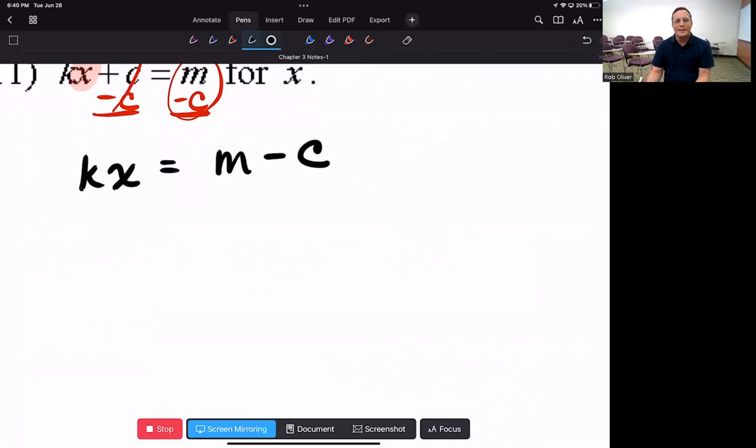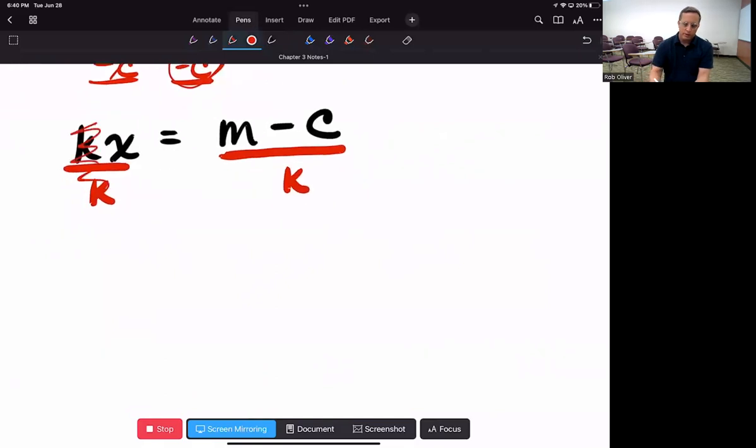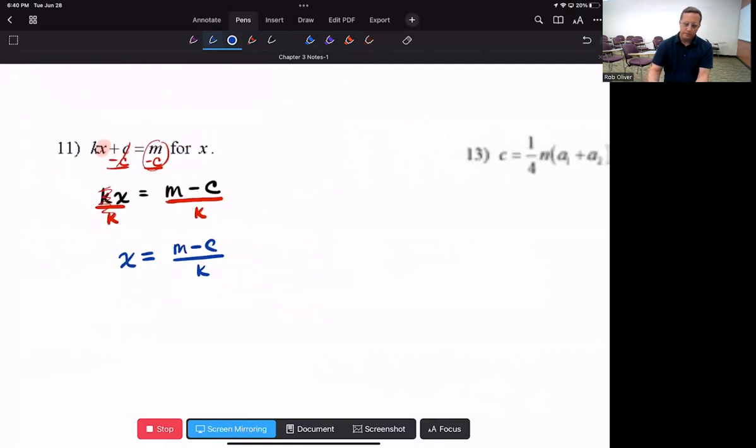And we've got to get the x by itself, so that is a matter of moving the k. We're going to divide both sides by k, or you could just divide the entire side by k. The important thing is that the k is affecting the m and the c, both of them. Those cancel off, and now we're all through. So we have our literal equation: x equals m minus c over k.